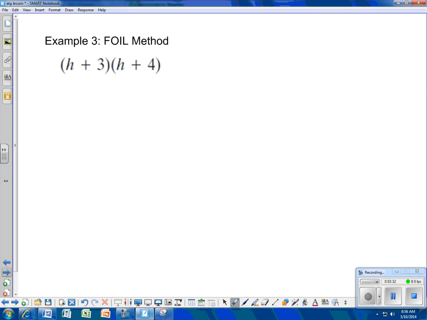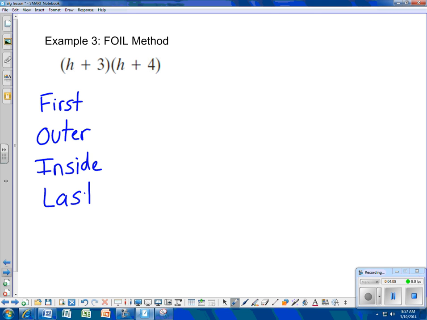The second example talks about FOIL, the FOIL method. Now, first of all, FOIL stands for 4 different words, so it's an acronym. The F stands for first. The O stands for outer, or you might hear it called outside. The I stands for inside. And the L stands for last.